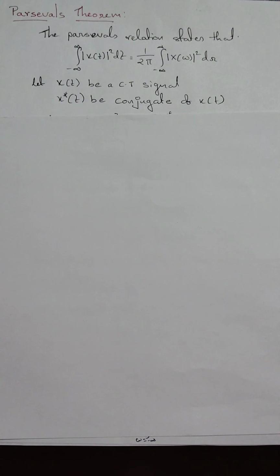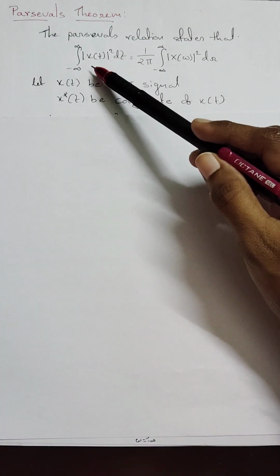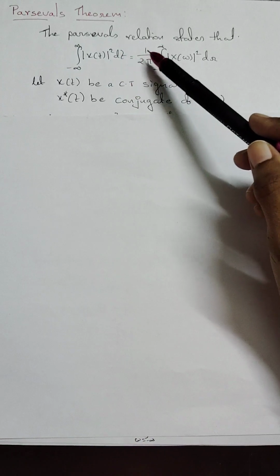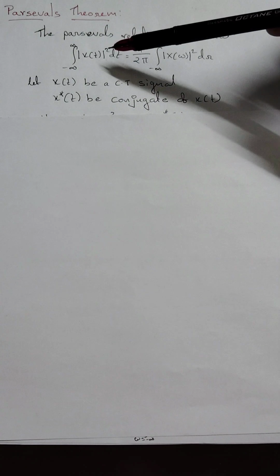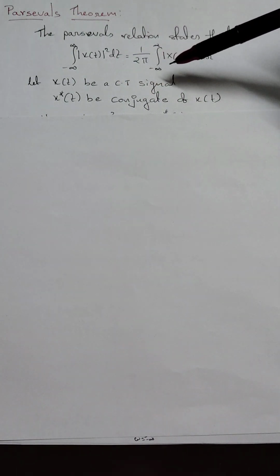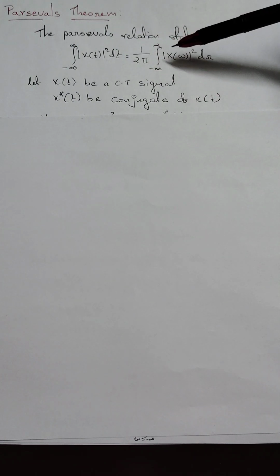Hi friends, in this video I am going to explain Parseval's theorem. Parseval's theorem states that the integration from minus infinity to infinity of |x(t)|² dt is equal to 1/2π times the integration from minus infinity to infinity of |X(ω)|² dω. So the energy of the time domain signal is equal to 1/2π of the frequency domain signal. This is Parseval's theorem.